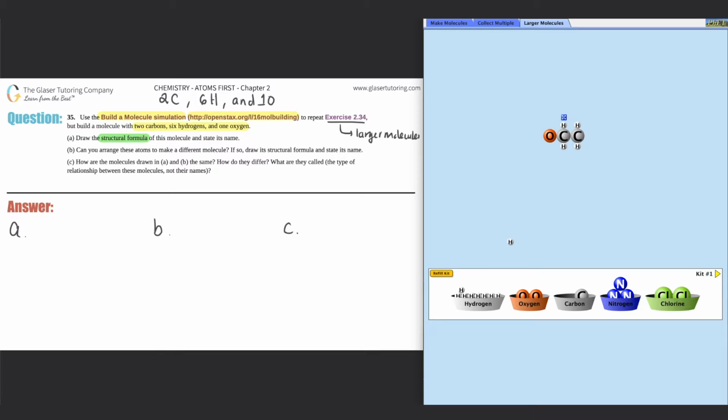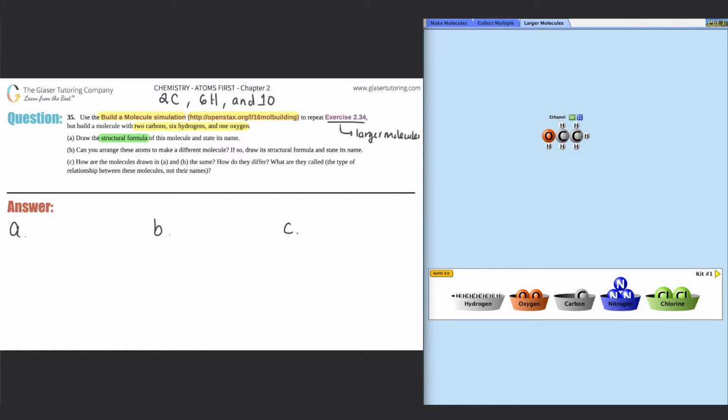We still need to fill in our hydrogen. So let's see if I fill one over here. You see how if I try to put other carbons here, it won't let me, but it goes to the oxygen. And now I have my first compound. So: draw the structural formula of the molecule and state its name.